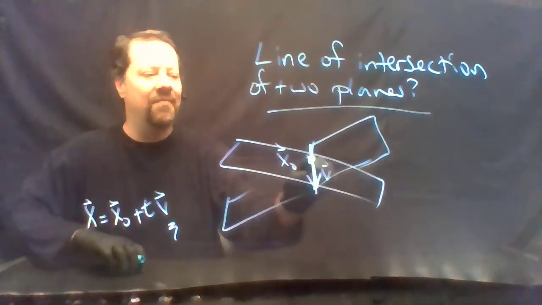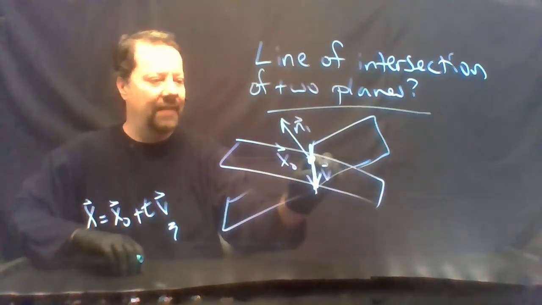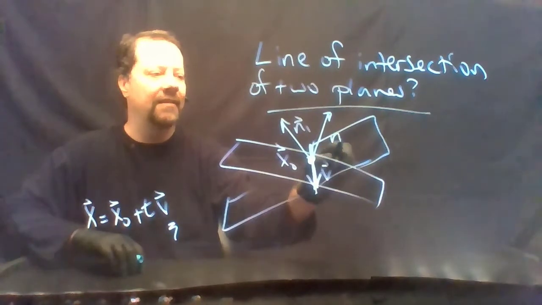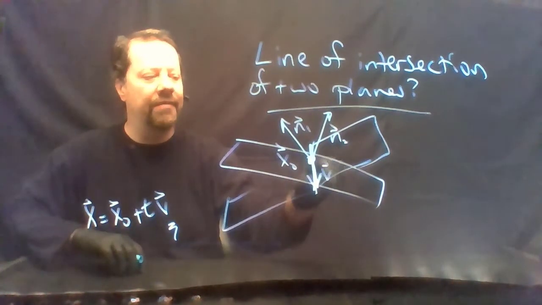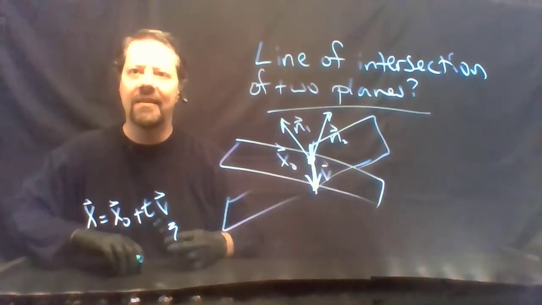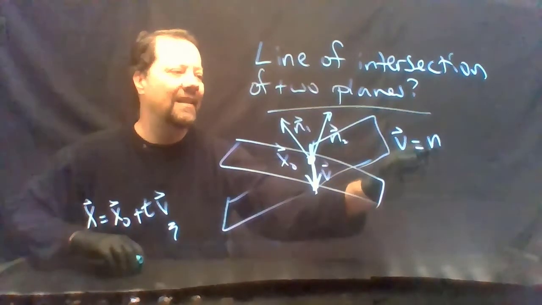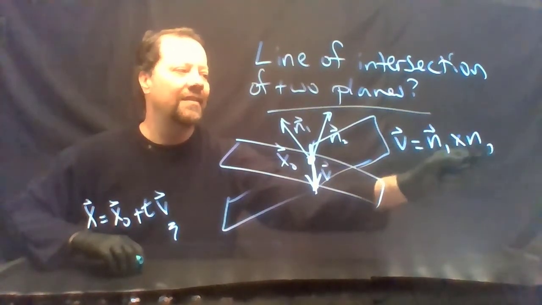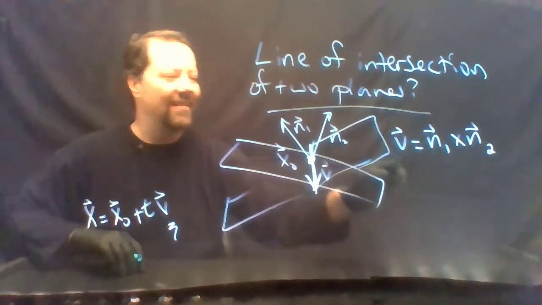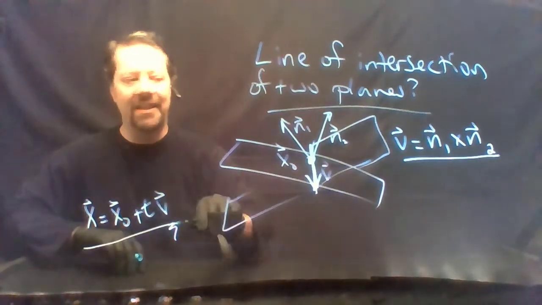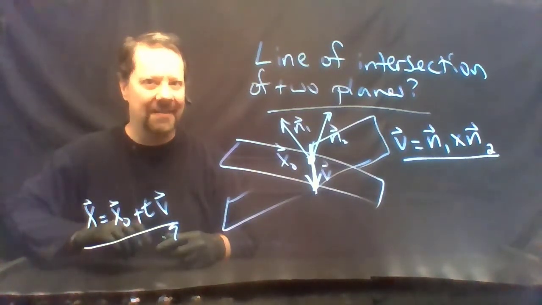The answer is, if I take the normal of one plane and the normal of the other plane, those will both be orthogonal to the vector v. In other words, v will be the cross product of n1 and n2. We'll just plug that into here after we find any suitable point common to both planes.